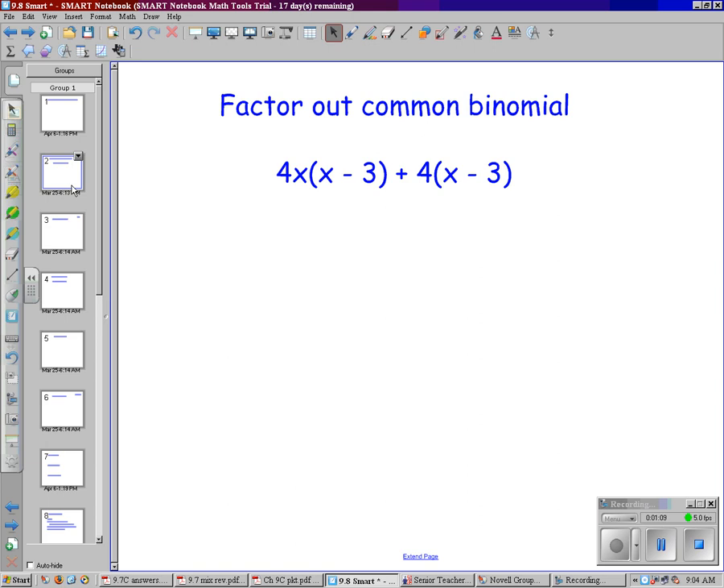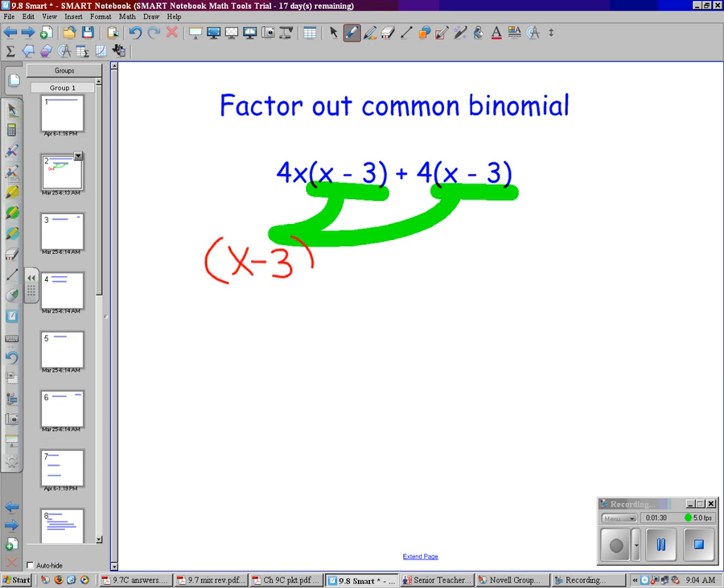This is a common binomial. If you note here, this x minus 3 is in each term. I've got 4x times x minus 3, and I have 4 times x minus 3. What we are going to do is take out that x minus 3 as a common binomial factor and write it outside once. And then we're going to jot down what we have left from our polynomial up here.